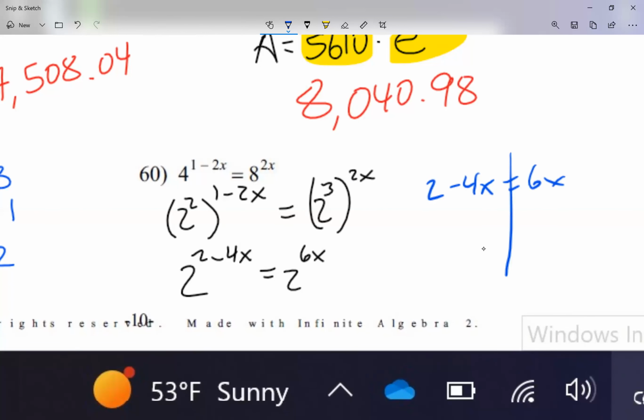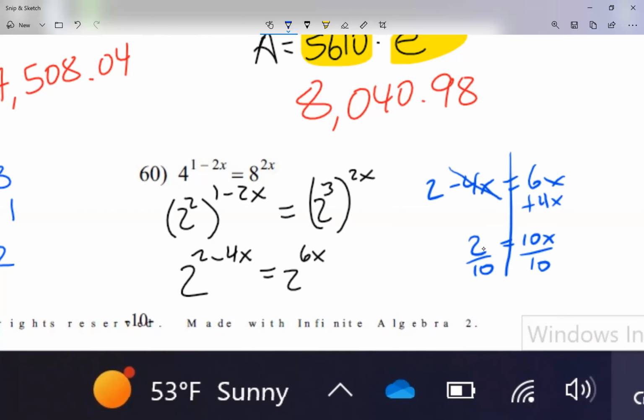I want the x's together. So the minus 4x, let me cancel it out. I'm going to move it to the other side as a plus 4x. Don't forget to switch the sign. So I have that 2 is equal to 10x. I want the x by itself, so let me divide both sides by 10.